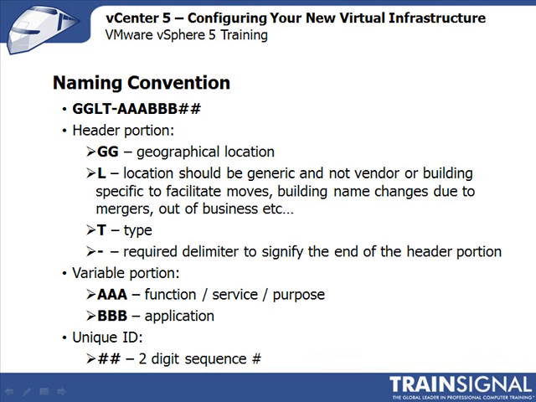Is this a physical server? It would be P. Is this a cluster server? It would be C. And then you have the delimiter here that is sort of like dividing these 2 sections. Now, the AAA will stand for function, service, purpose.